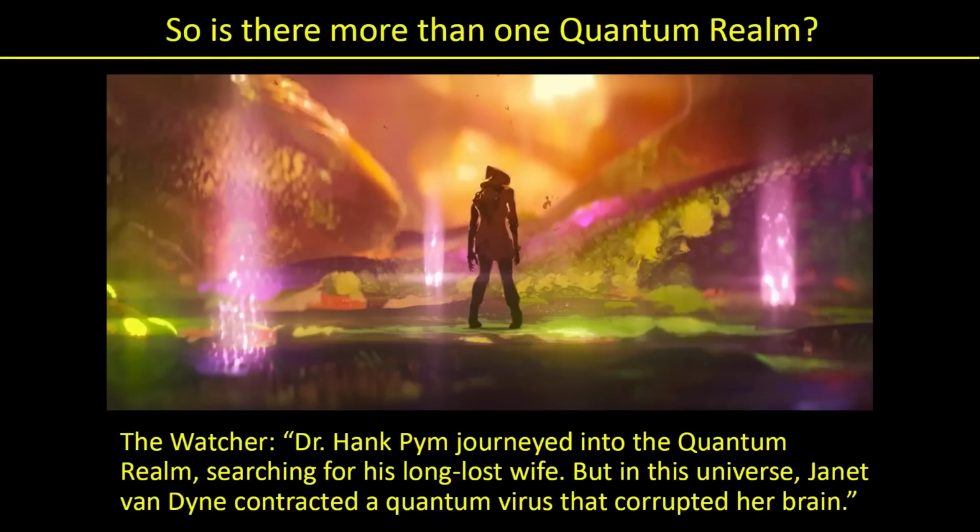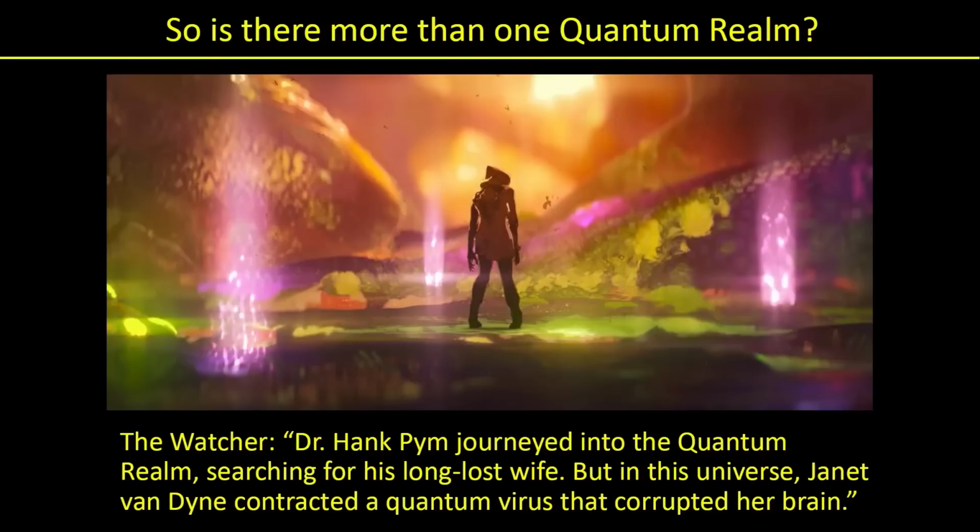There was a What If episode that complicates this. In the one with the Marvel zombies, the Watcher explains, Dr. Hank Pym journeyed into the quantum realm, searching for his long-lost wife. But in this universe, Janet Van Dyne contracted a quantum virus that corrupted her brain. So this is the period of time, if you remember, when Janet got trapped in the quantum realm for 30 years, and in it, she caught the quantum virus. Well, obviously that didn't happen in 616.